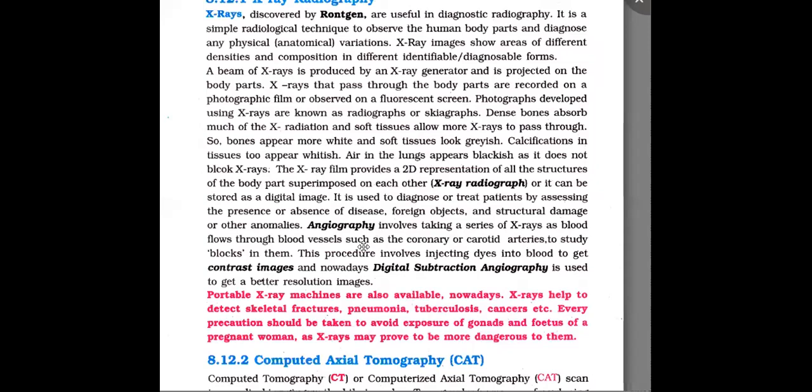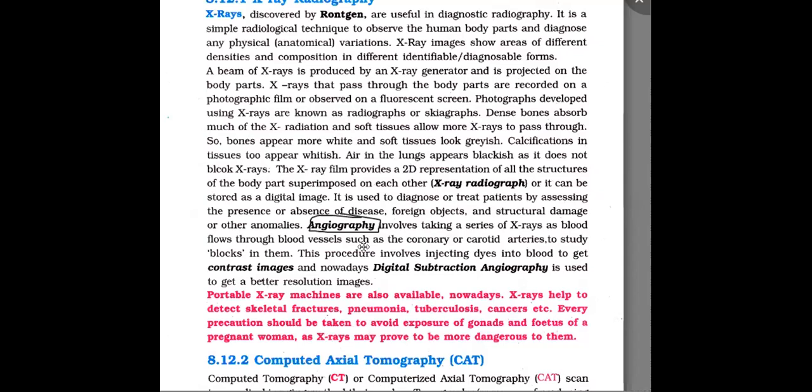The word angio, what do we use it for? Angio means blood vessels, isn't it? So, what happens if you take an X-ray of blood vessels? It seems to be a joke, isn't it? Angiography involves taking a series of X-rays. With a single X-ray, we don't understand anything. We take a series of X-rays as blood flows through the blood vessels, such as the coronary or carotid arteries, to study plaques in them.